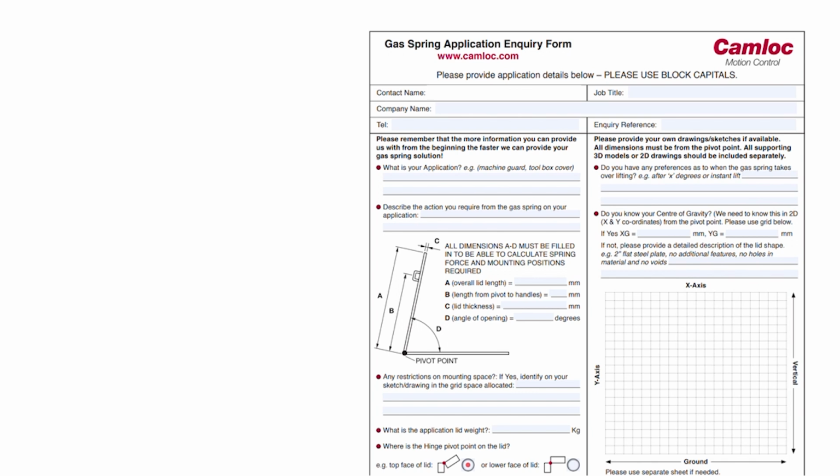So first of all, the contact name. So this would be your name, in my case, an engineer. Then your job title. And the name of the company that you work for. So in our case, Camelot Motion Control. Telephone number, so this is your contact number. So if there's any problems that we have with this form, we're able to contact you directly about it. So preferably a direct number rather than a switchboard number.